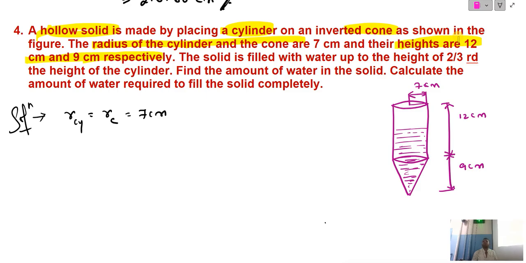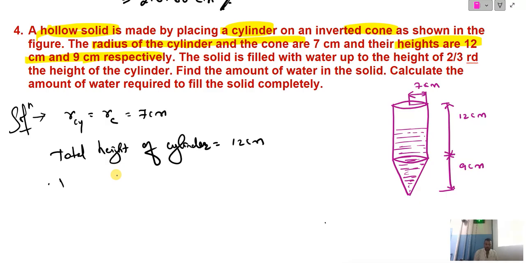Can you see the figure? Yes, sir. 12 centimeter is the total height of the cylinder. What is the total height of the cylinder? 12 centimeter. Am I right? This is the total height. Total height of cylinder is 12 centimeter. Similarly, total height of cone is 9 centimeter. Now the interesting part.